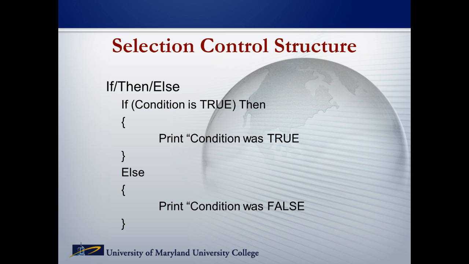So the standard if-then-else statement is, if a certain condition is true, then execute the commands inside those brackets. And if the condition is false, then it's going to execute the commands below the else statement. So that means that it's going to either do this statement in the if portion or this statement in the else portion.